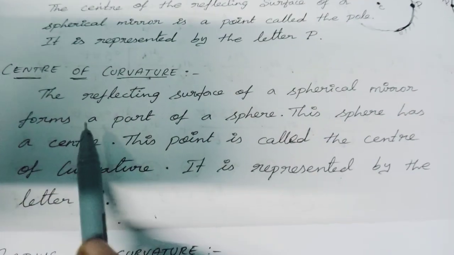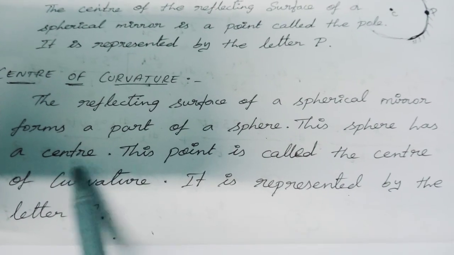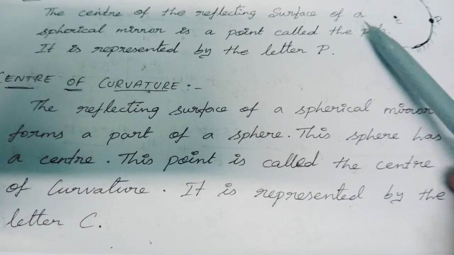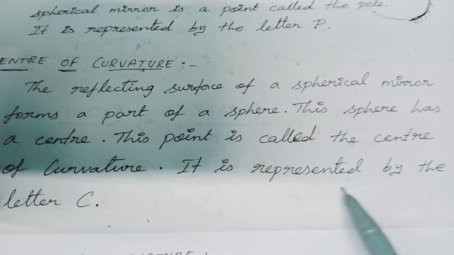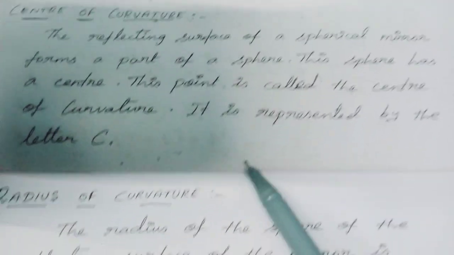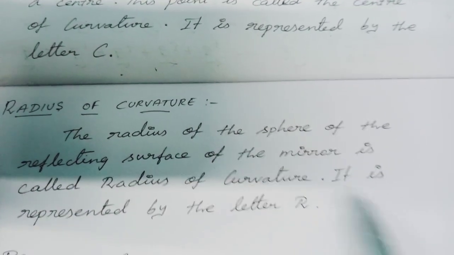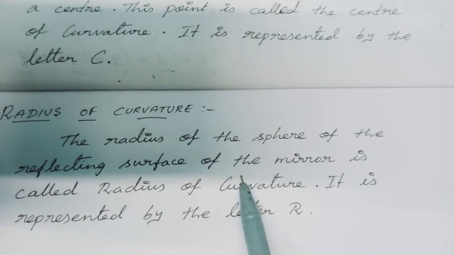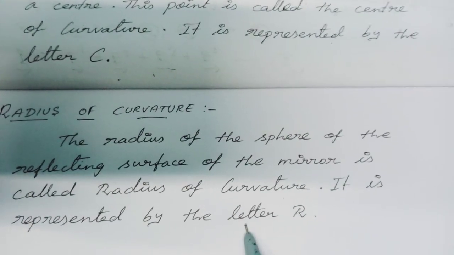See the definition for center of curvature. The reflecting surface of a spherical mirror forms a part of a sphere, and this sphere has a center. That point is called the center of curvature, and it is represented by the letter C. We are moving on to the next definition: radius of curvature. The radius of the sphere of the reflecting surface of the mirror is called the radius of curvature. It is represented by the letter R.